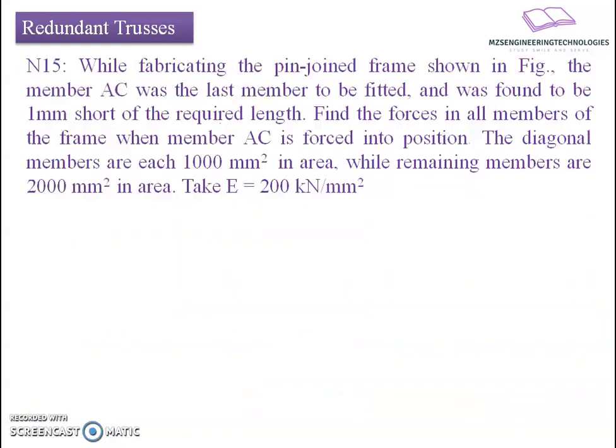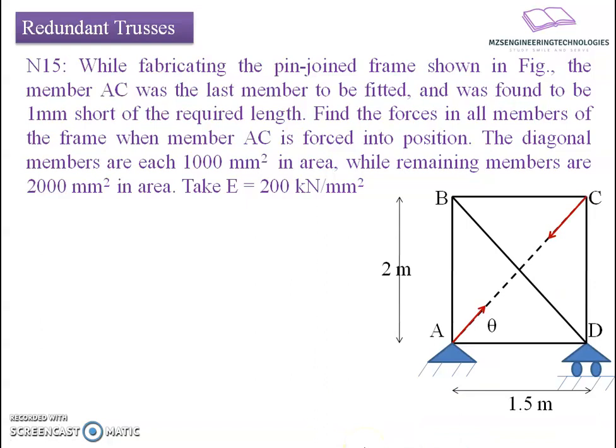For that, we'll analyze numerical number 50, which has the statement: while fabricating the pin joint frame shown in figure, the member AC was the last member to be fitted and was found to be 1 mm short of the required length. Find the force in all members of the frame when member AC is forced into position. The diagonal members are each 1000 mm square in area, while remaining members are 2000 mm square in area. Take E equal to 2000 kilonewton per mm square.